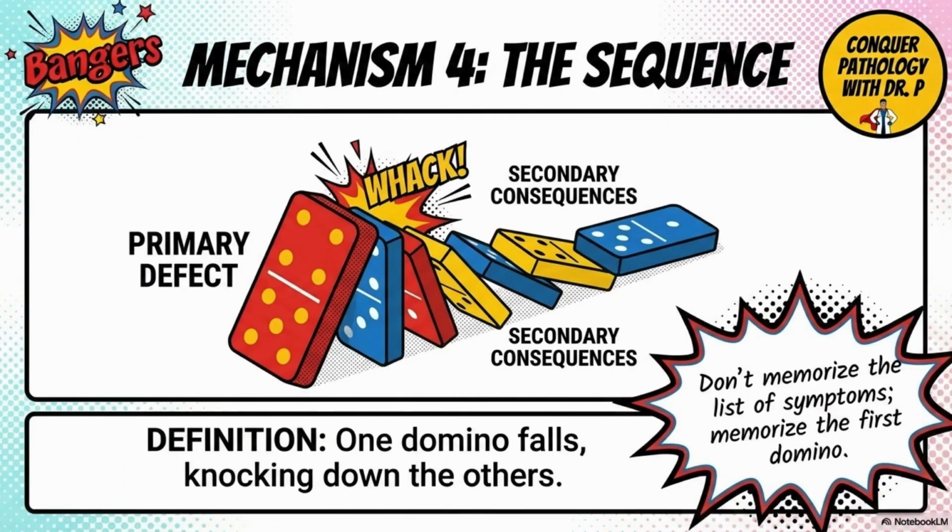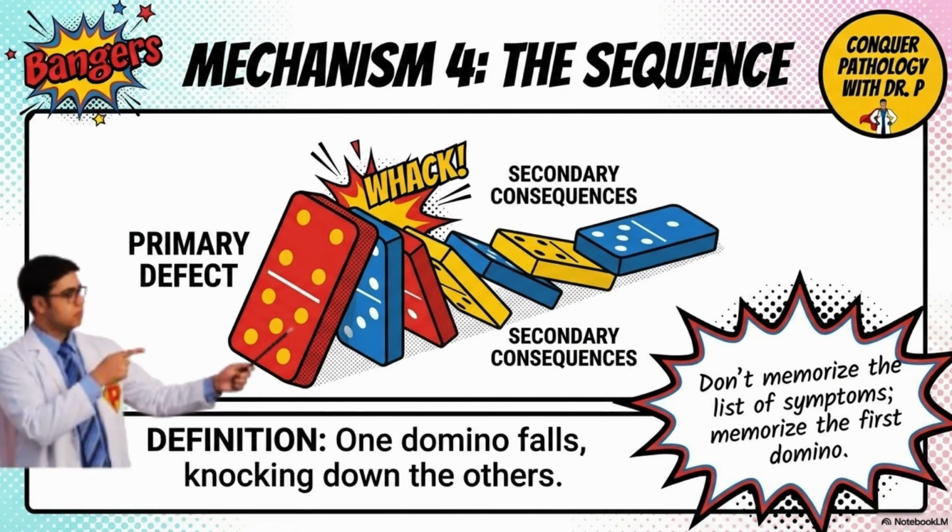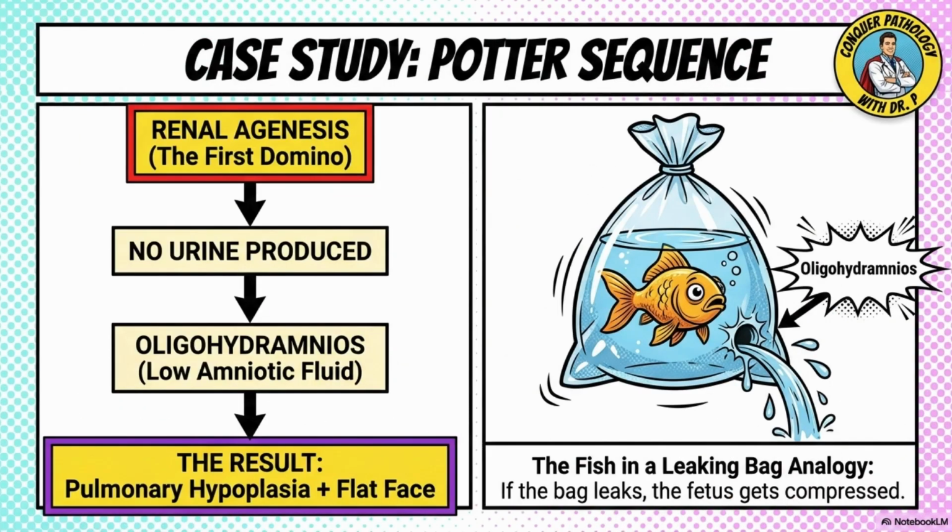Now let's look at the sequence. Think of it as one domino falls, knocking down the others. For your exams, don't memorize the list of symptoms. Instead, memorize the first domino. If you know the first event, you can deduce the rest. Let's apply that to the most famous example, the Potter sequence.